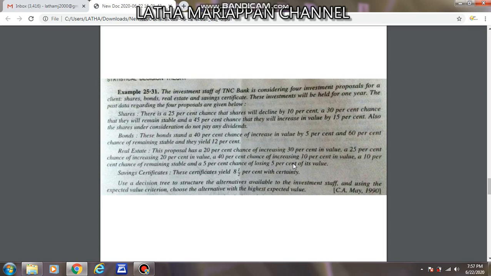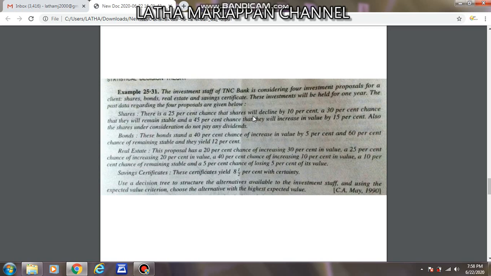Okay. The investment staff of TNB Bank is considering 4 investment proposals for a client, that is share, bond, real estate and saving certificate. Okay, this investment will be held for 1 year. The past data recording the 4 proposals are given below. Okay, they have given for share, bond, real estate and saving certificate.